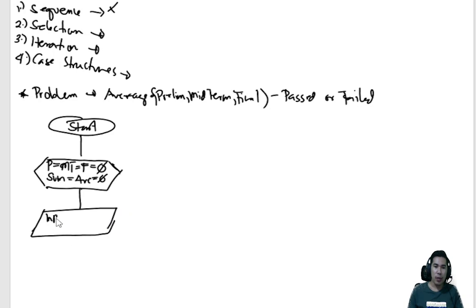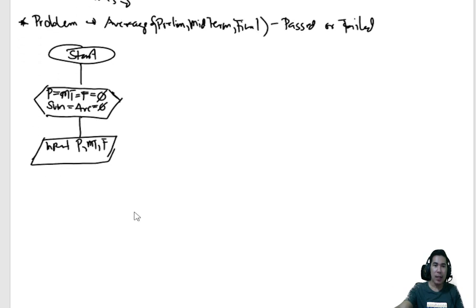So input values for prelim, midterm, and final. Okay. So after that, we are going to take the process of calculating the average as well as, of course, the sum.